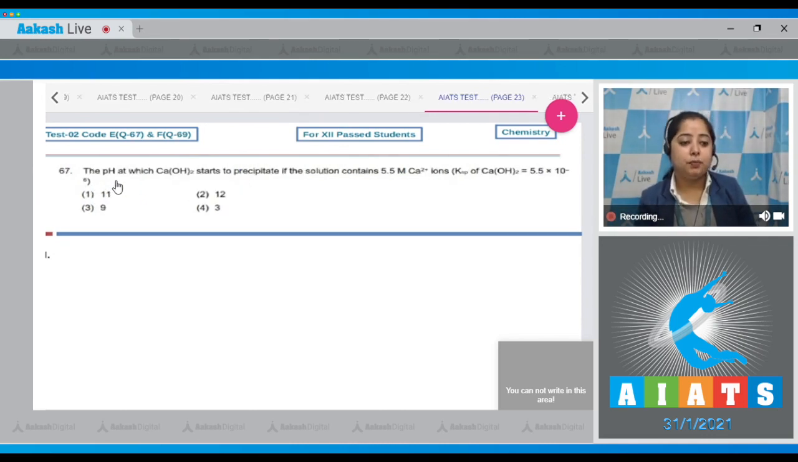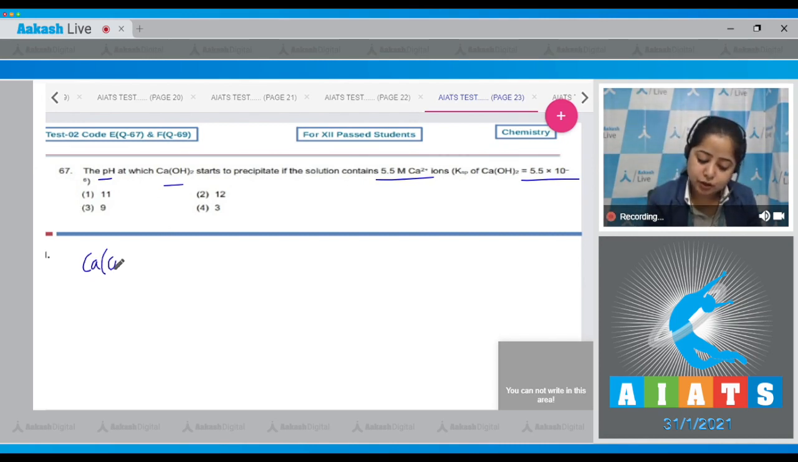Let's read it. The pH at which calcium hydroxide starts to precipitate if the solution contains 5.5 molar calcium ion. The Ksp of calcium hydroxide is equal to 5.5 × 10^-6. Student, here we are given the Ksp value of calcium hydroxide, also the concentration of Ca2+ ion. So ultimately we have to answer pH. That means we have to first calculate the concentration of OH- ion.